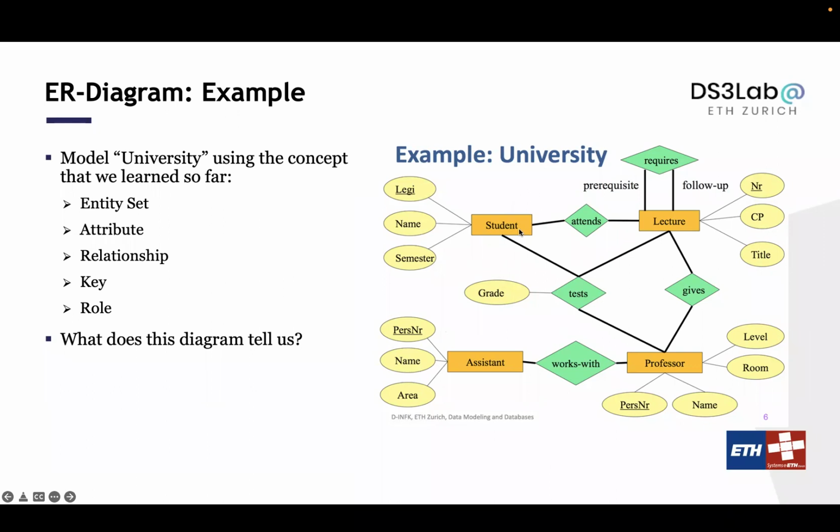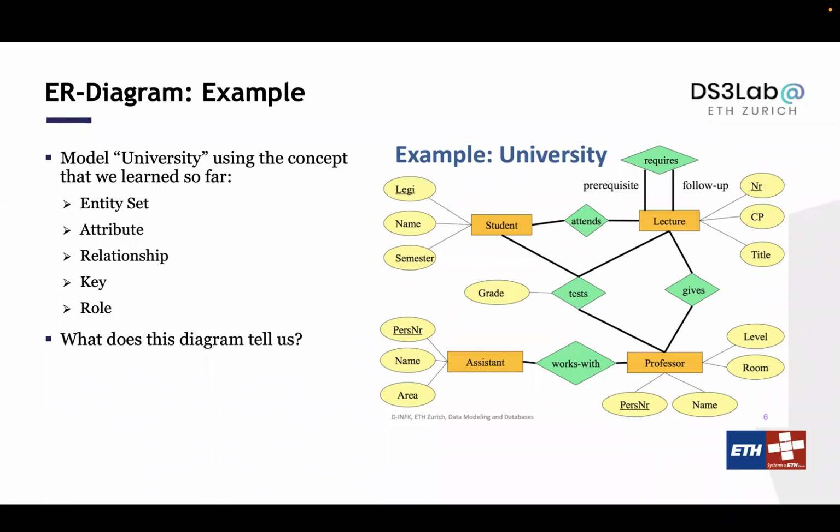And for students, there are 3 different attributes associated with students, right? We have ID, name, and semester, for example. We have another entity set called lecture, which has ID, credit points, and title, 3 different attributes associated with lecture. And we have another collection of entities, which are professors, with 4 different attributes: personnel number, name, room, and level. And then there are teaching assistants, associated with 3 different attributes. So essentially, we have 4 different types of entities in this application.